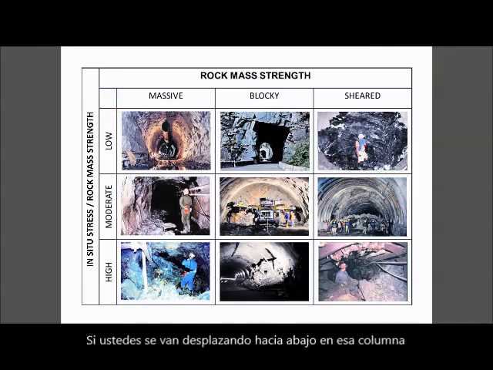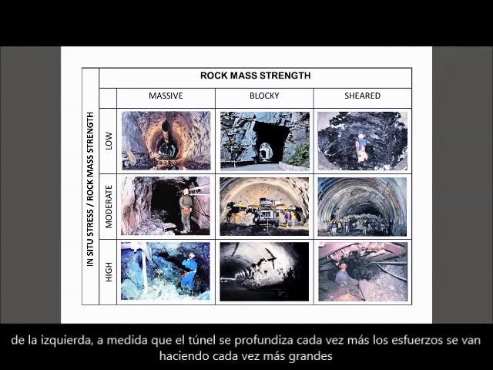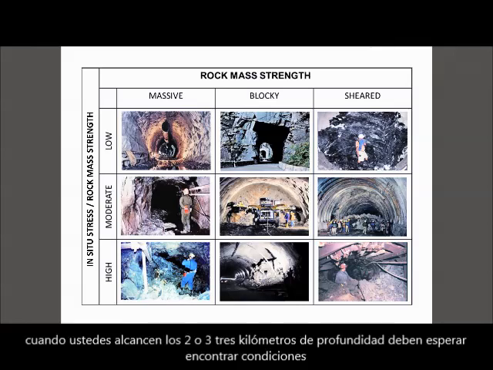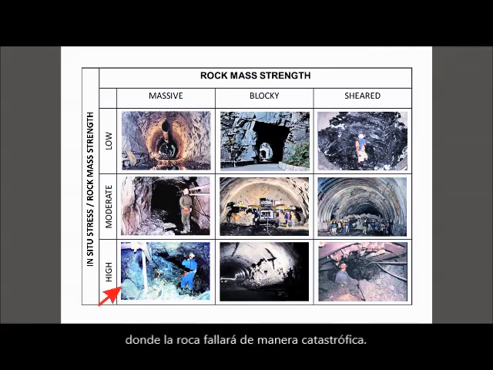Then as you work your way down that column on the left, as the tunnel gets deeper and deeper, the stresses get higher and higher, and if you get down to 2 or 3 kilometers below surface, you can expect to get conditions where the rock will fail pretty catastrophically, and in the worst case, what we call rock bursts.